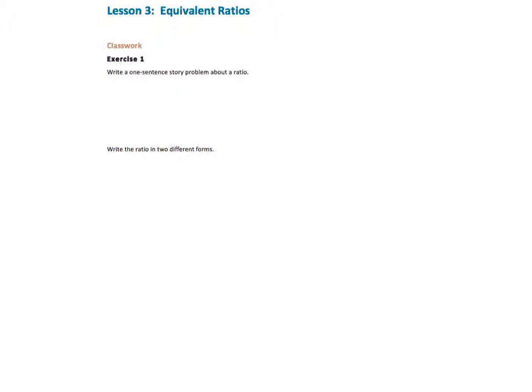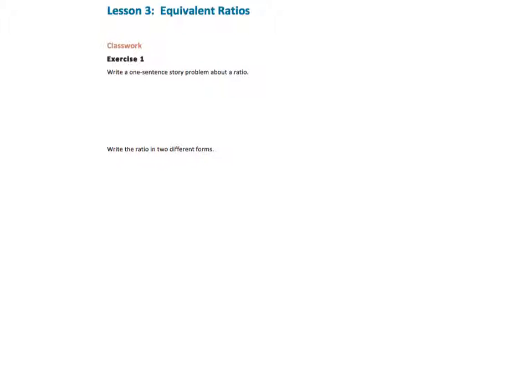Today we'll be looking at Lesson 3, Equivalent Ratios. Before we get started, let's think back and remember what we learned about ratios. Remember, a ratio is a mathematical way of showing a relationship between two values.